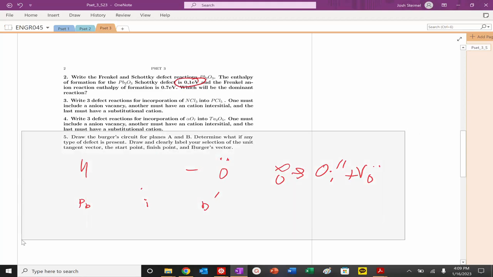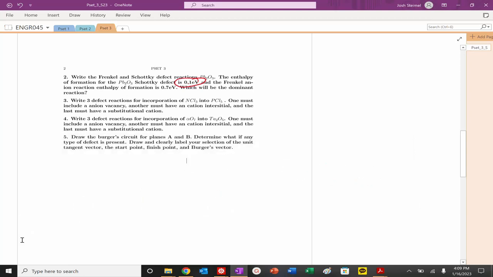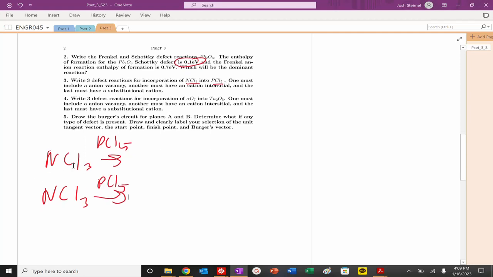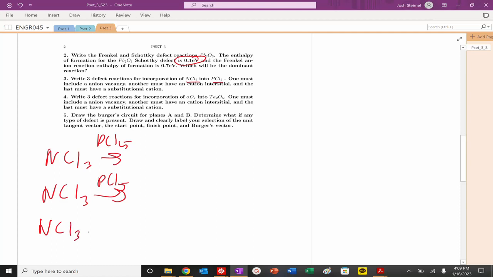Three defect reactions. Actually, let me get this tool here. So we need to incorporate NCl3 into PCl5. And then we'll just repeat this. NCl3, my impurity, goes into my host PCl5. Fantastic. One must include an anion vacancy. So a vacancy in my anion will be Cl, so Cl minus 1 goes to 0. So there's 1.